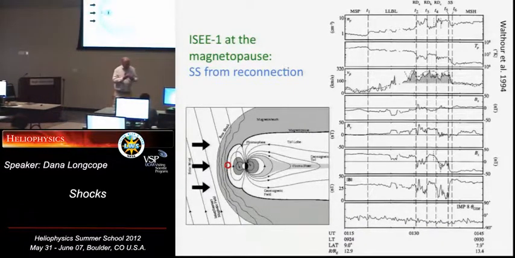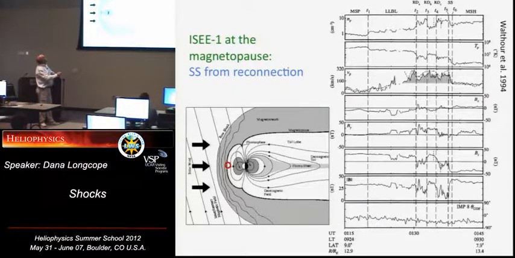The way reconnection really seems to work is a tangential discontinuity is a current sheet, and we can get reconnection at that current sheet. Essentially what the reconnection does then is causes the tangential discontinuity to break into a set of shocks, slow magnetosonic shocks. So when there's reconnection going on, instead of a tangential discontinuity or a rotational discontinuity, you actually will see a slow shock. And here's IC1 flying through such a thing.